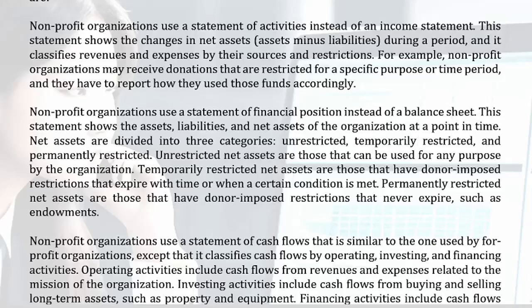Nonprofit organizations use a statement of financial position instead of a balance sheet. This statement shows the assets, liabilities, and net assets of the organization at a point in time. Net assets are divided into three categories: unrestricted, temporarily restricted, and permanently restricted. Unrestricted net assets are those that can be used for any purpose by the organization. Temporarily restricted net assets are those that have donor-imposed restrictions that expire with time, or when a certain condition is met. Permanently restricted net assets are those that have donor-imposed restrictions that never expire, such as endowments.